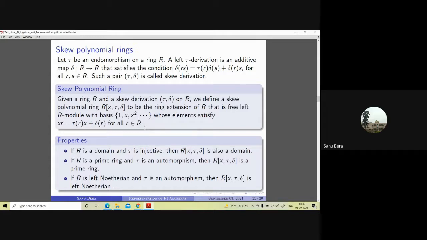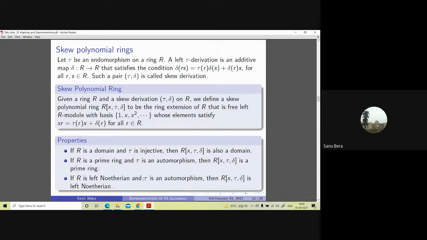An iterated skew polynomial ring is a skew polynomial ring whose base ring is also a skew polynomial ring. This skew polynomial ring has nice properties. It carries over some properties of its base ring. Here the base ring is R. If R is a domain and tau is injective, then this skew polynomial ring will also be a domain. If R is a prime ring and tau is an automorphism, then this skew polynomial ring will also be a prime ring.